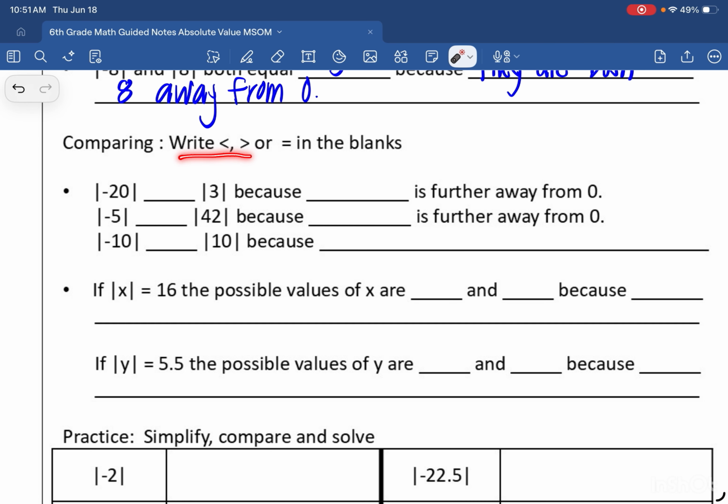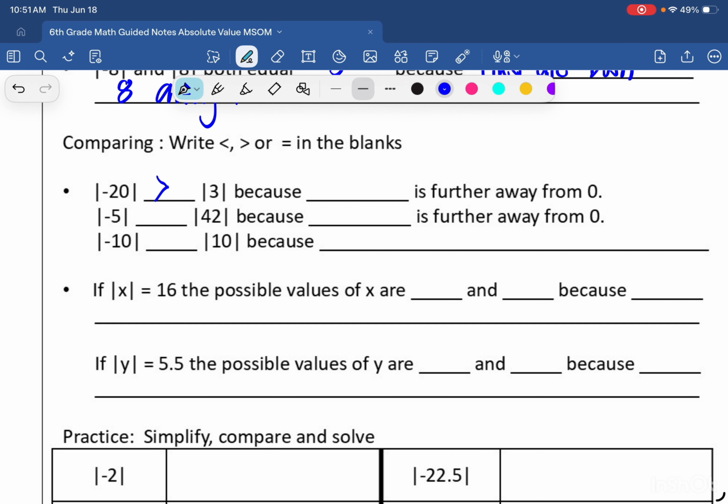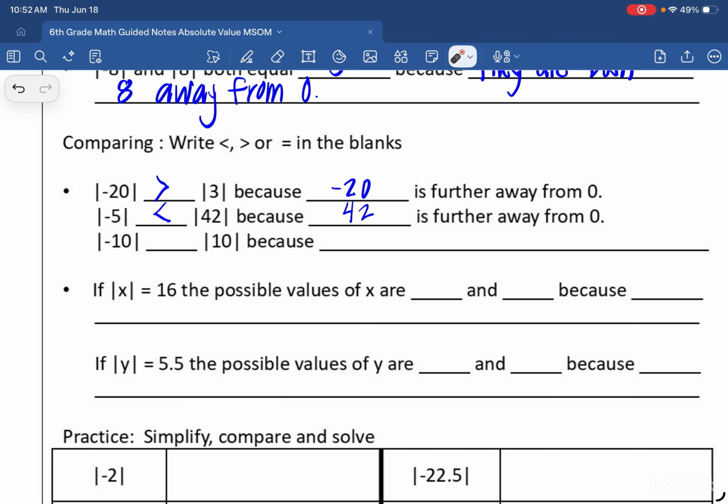Comparing, write less than, greater than, or equal in the blanks. The absolute value of -20 and the absolute value of 3. The absolute value of -20 is greater than the absolute value of 3 because -20 is further away from 0. The absolute value of -5 and the absolute value of 42. The absolute value of -5 is less than the absolute value of 42 because 42 is further away from 0. The absolute value of -10 and the absolute value of 10. Those are equal because they are the same distance away from 0.